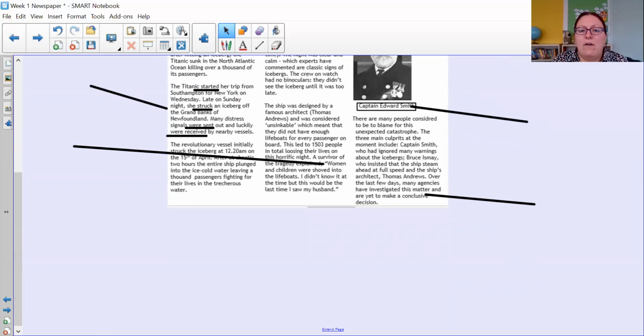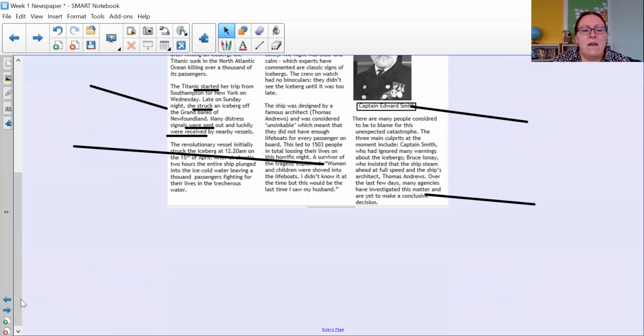And here I have highlighted the part that says women and children were shoved into the lifeboats. I didn't know it at the time, but this would be the last time I saw my husband. What is this? That's correct, it's a quote. It is something that has been said by someone that was there at the time.